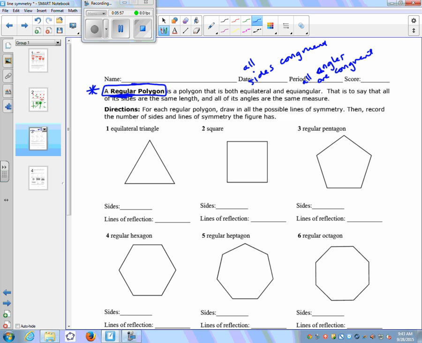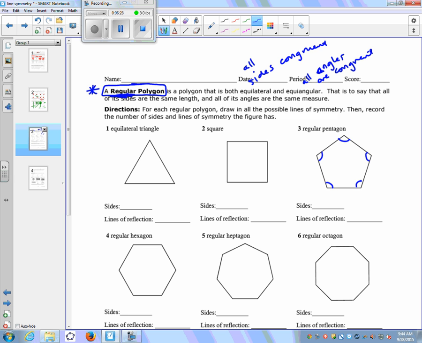So a regular triangle would be an equilateral triangle. All the sides and all the angles are congruent. A square would be a regular quadrilateral. And this pentagon is a regular pentagon. Not all pentagons are regular, right? I could draw a house with all the sides congruent, but not all the angles are congruent. So that is not regular. This one is, though, because all these angles are congruent.